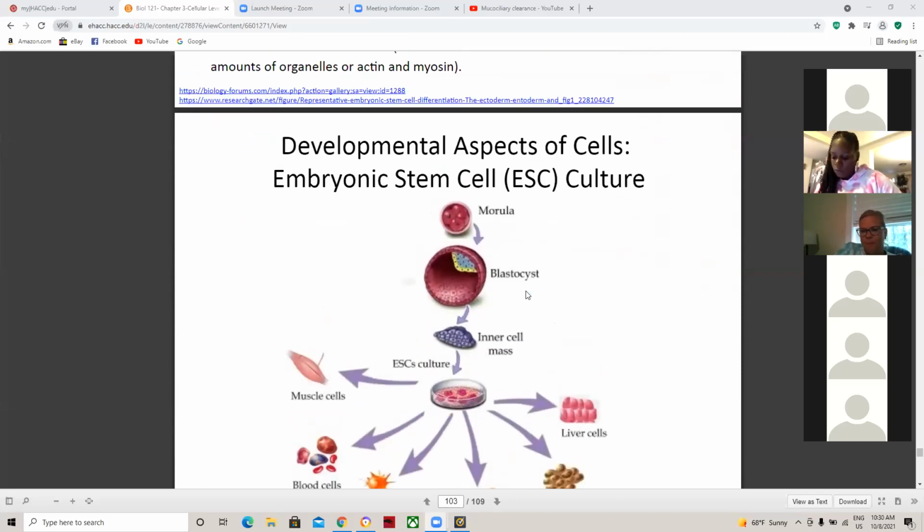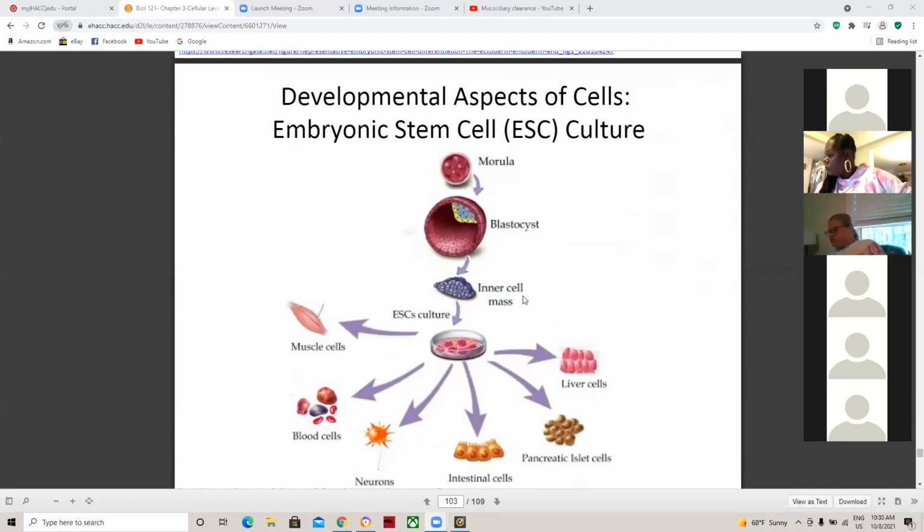So embryonic stem cells, based on what chemical signals they receive, will differentiate into different cells. If you've heard a lot about stem cell therapy, this is what they're referring to.